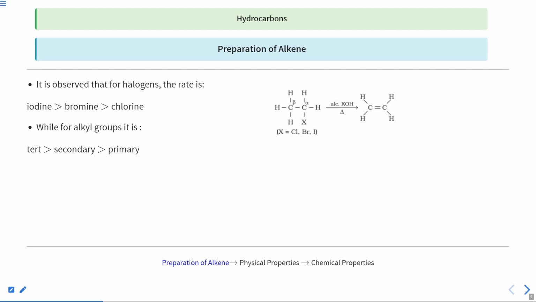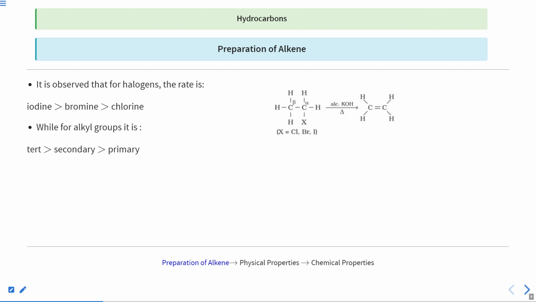Now this is in reference to the halogen. If you are talking about the alkyl group, then the tert-butyl group is the one which reacts faster. Then we have secondary, and then we have primary. Whenever you see this kind of trend in reactivity, tertiary, secondary and primary, there is a question of why it is happening so.